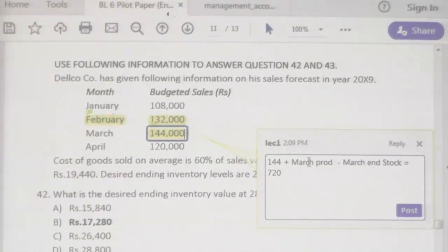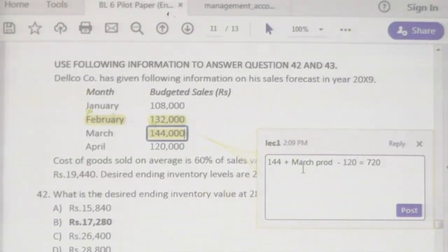Clear? Now using the same technique we can calculate March end stock. March end stock will be April sales into 20%. Now how much are the April sales? April sales 120,000, right? 120,000 divided by 200, then total quantity 600. Out of 600, 20% will be the March end stock. March end stock will be 120.